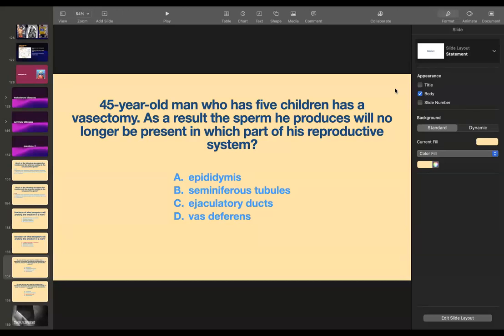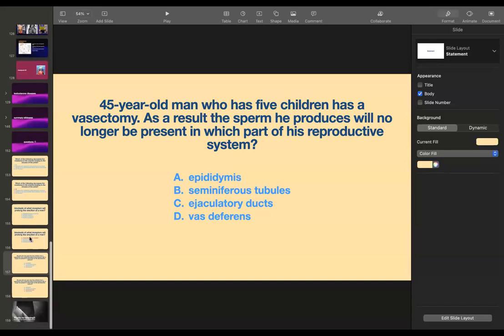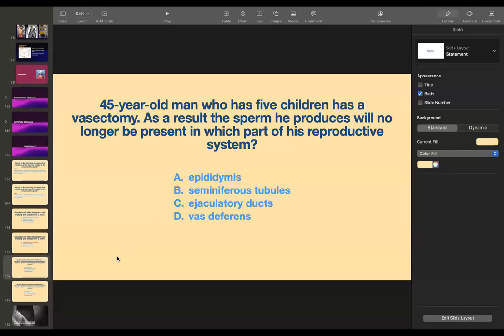Anyone want to be a tiebreaker? Okay, we have 2 votes for epididymis. Wait, wait. Okay, so we have 1 vote for epididymis. Someone changed it to C, so we have 2 votes for C. This is nice. This is a good question.